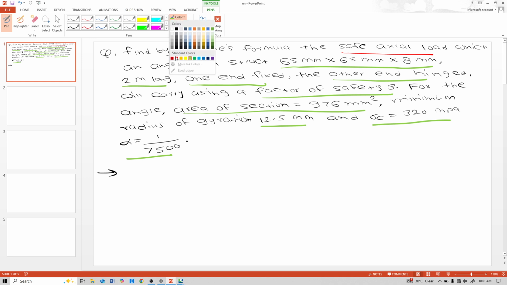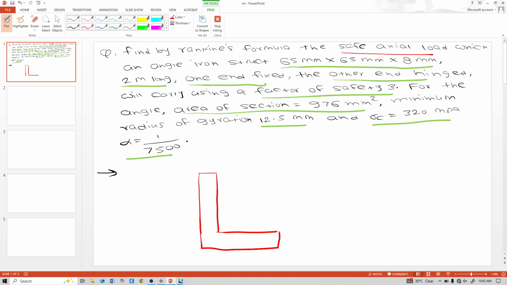So see, 65 mm, this is an equal angle, that means this side is also 65 mm, this is also 65 mm, the sides of that angle. And now write this given data.